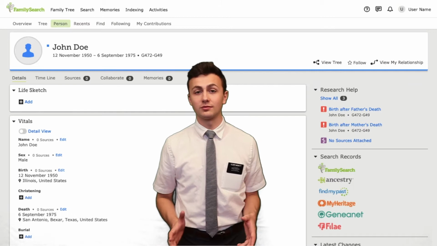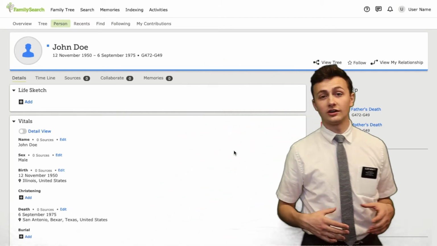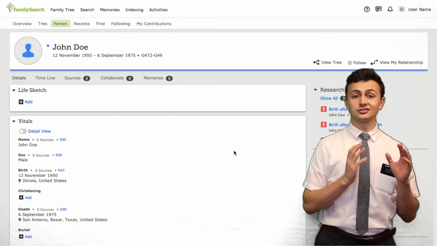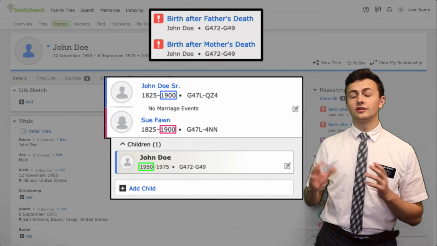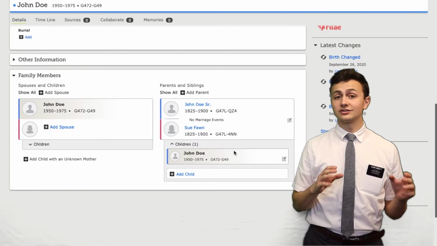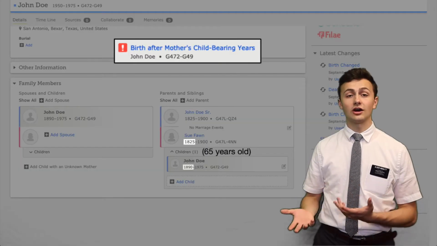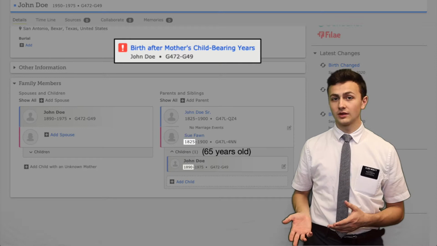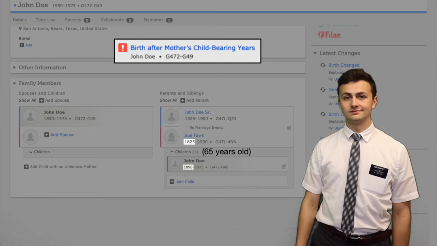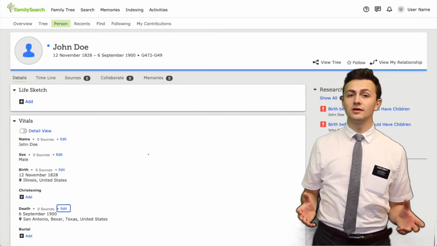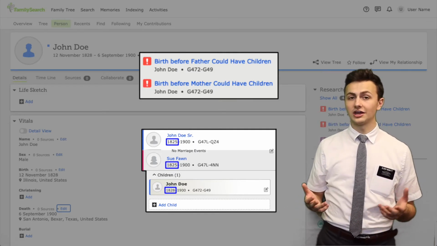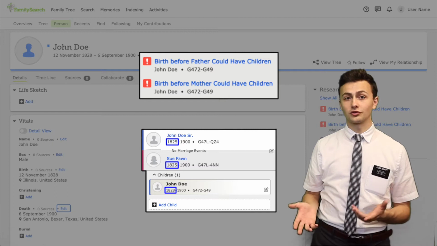The first set of data problems that we'll take a look at are those associated with a person's birth. The first of these is if a person's birth year is listed after their parents' death year. In a similar vein, you'll get a data problem if someone's birth is after their mother's childbearing years, which is around the age of 52. This one can be dismissed because it can happen, but it's very unlikely. The next data problem is if a child's birth is listed before their parents could have children, which is the age of 12. This can be dismissed for the mother, though.